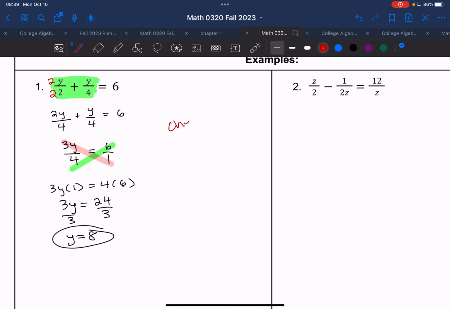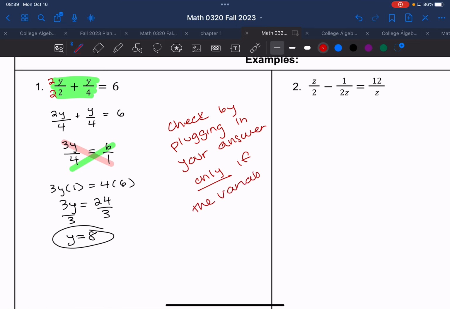So you check by plugging in your answer only if the variable is in the denominator. So since in this problem our variable was only in the numerators, that means we stop, and this y equals 8 is our answer no matter what.